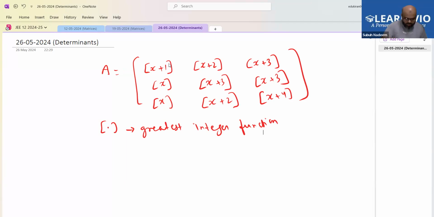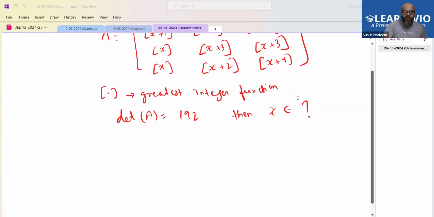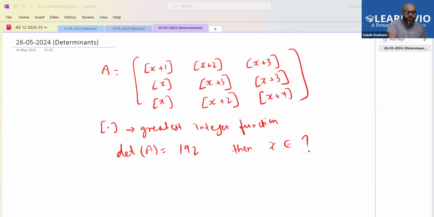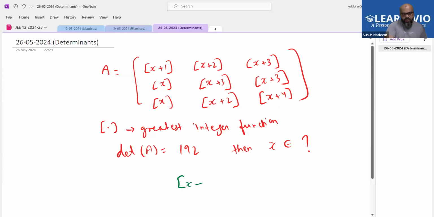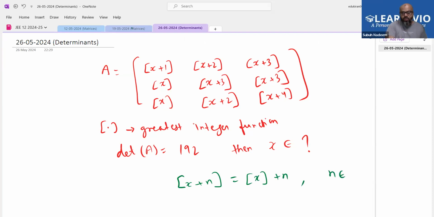Now they are saying that the determinant of A is equal to 192, then x belongs to what interval? So first try, then we will discuss it. One basic thing which we need to know about the greatest integer property here is that the greatest integer of x plus n is equal to the greatest integer of x plus n, if n belongs to the integers. So n can be taken outside. So this is the hint to do this question.